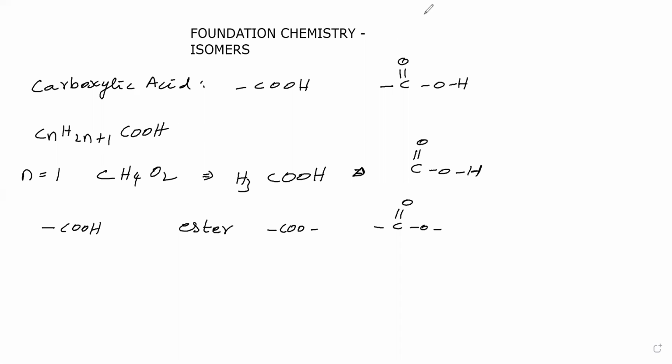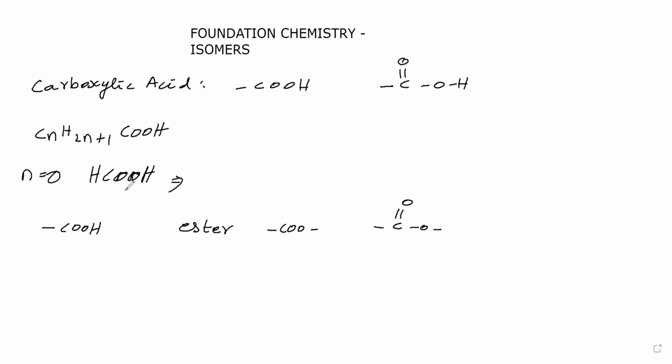Now instead of n equal to 1, we will substitute n equal to 0. If n equal to 0 is substituted, we leave this one. If we substitute n equal to 0, we will get HCOOH. Correct? This is called HCOOH.